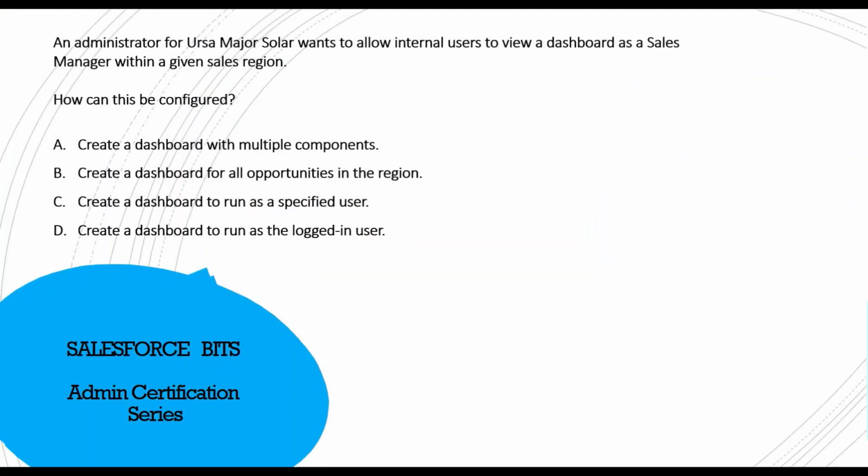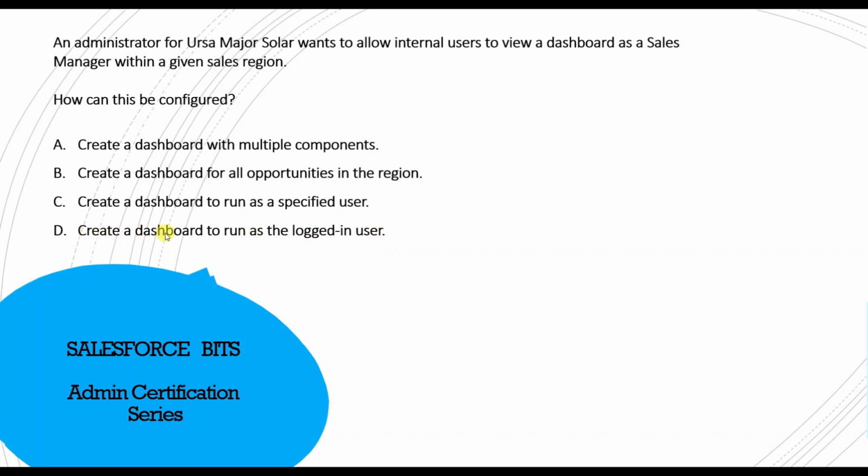Alright, let's start with the first question. An administrator for Universal Containers wants to allow internal users to view a dashboard as a sales manager within a given sales region. How can this be configured? The first option, A, create a dashboard with multiple components, and B, create a dashboard for all opportunities in the region. I don't think these two are relevant. And C, create a dashboard to run as a specified user. D, create a dashboard to run as a logged in user.